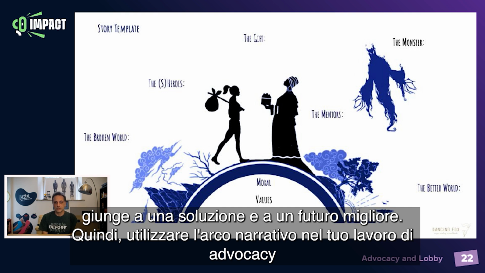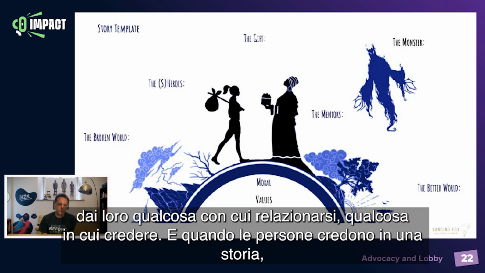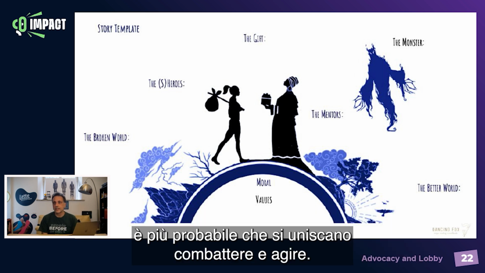So, using the story arc in your advocacy work helps your audience to connect with your cause on a personal level. Instead of just presenting data, you give them something to relate to, something to believe in. And when people believe in a story, they are more likely to join the fight and take action.